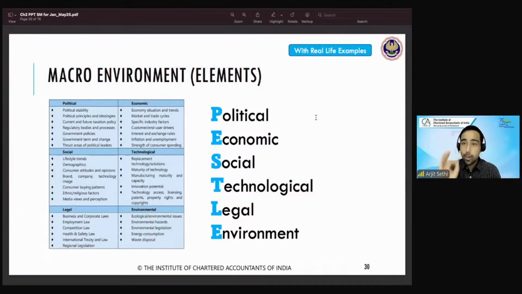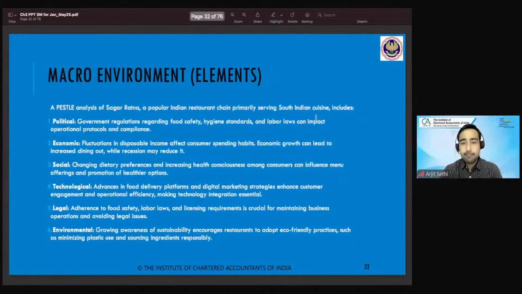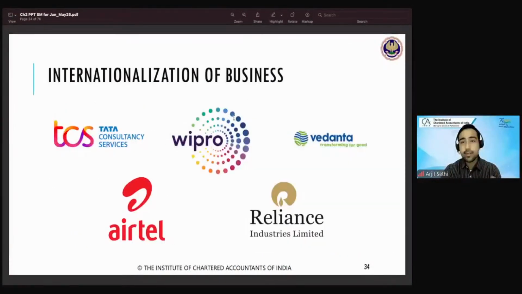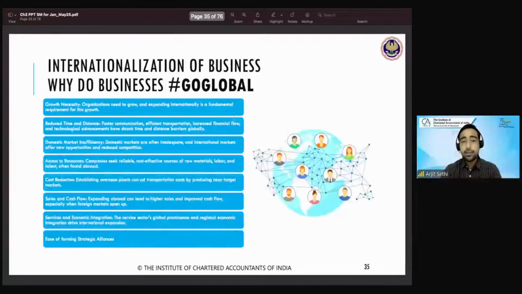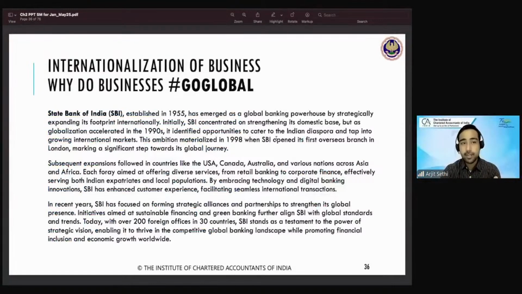PESTLE is only macro, external, that to macro. Okay, very nice. We had some examples, then we were talking about go global. A lot of businesses, we talked about all these brands here, right? They go global: TCS, Vedanta, Wipro, Airtel, Reliance. And then we also talked about SBI, one of the biggest global banks we have today, right?